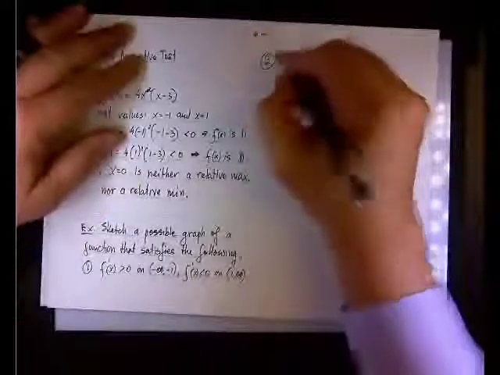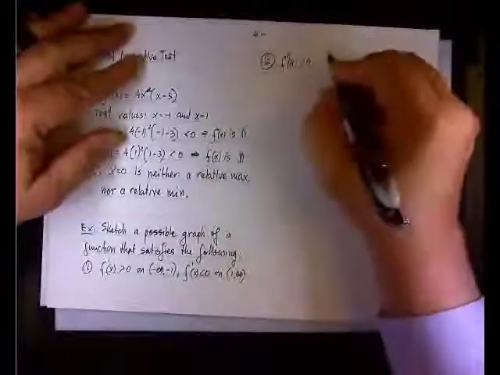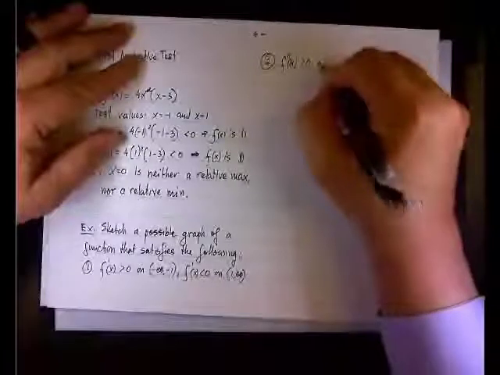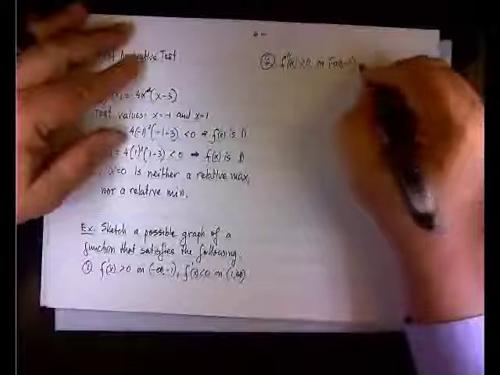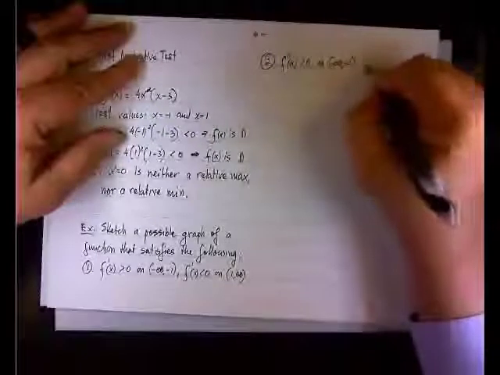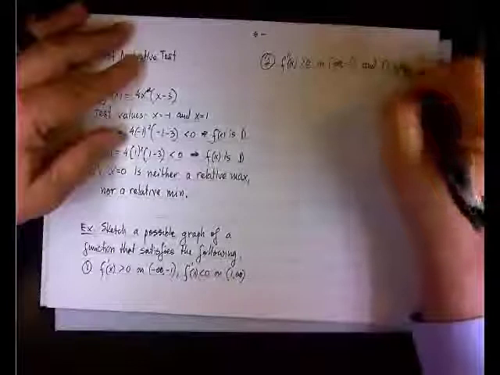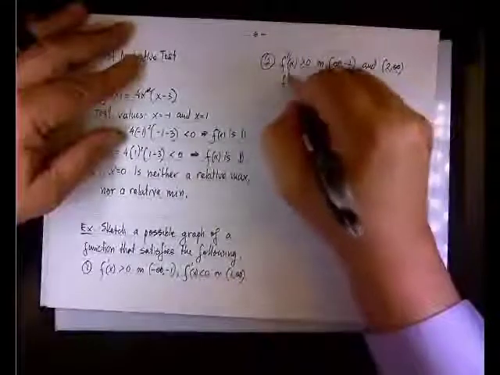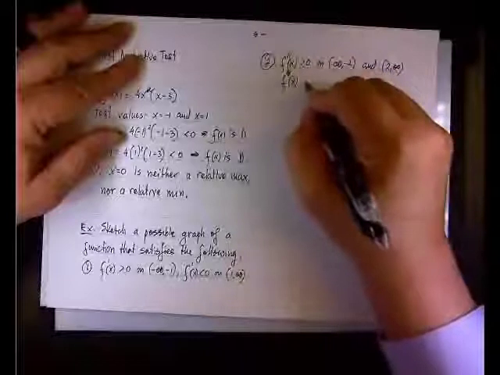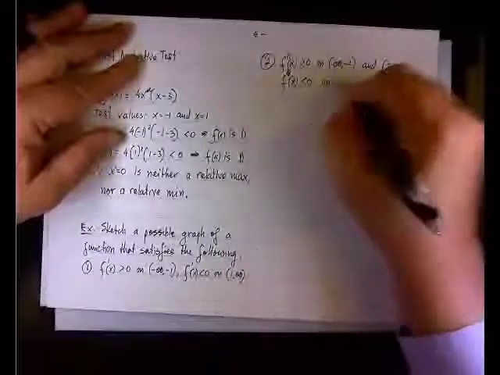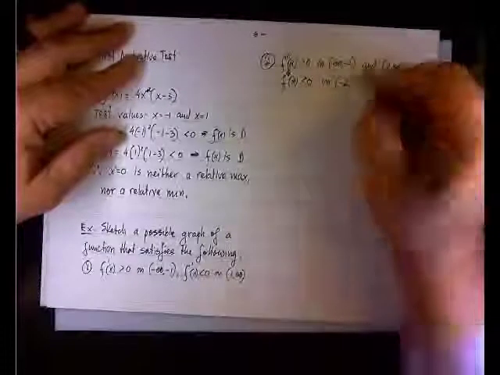2, f double prime of x is positive on negative infinity to negative 2, and on 2 to infinity. Okay, f double prime of x is negative in between, in other words, on negative 2 and positive 2.